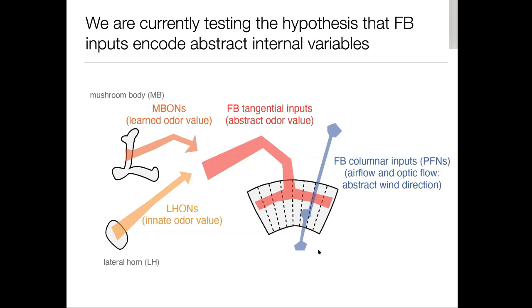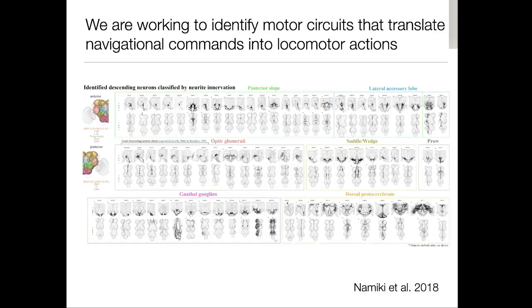Another thing we're working on now is trying to identify the motor circuits that translate these navigational commands that we think are coming out of the fan-shaped body into locomotor actions, partly by taking advantage of this set of genetic tools for labeling descending motor neurons.